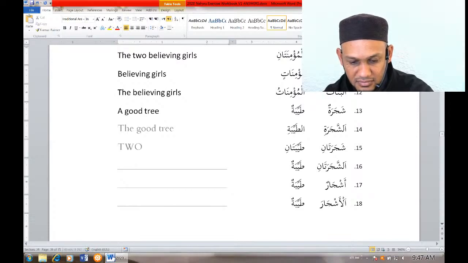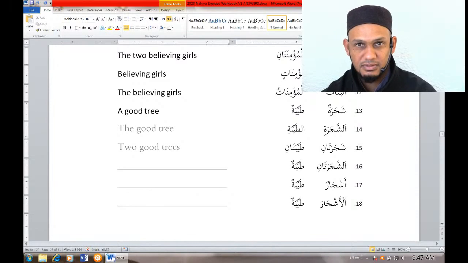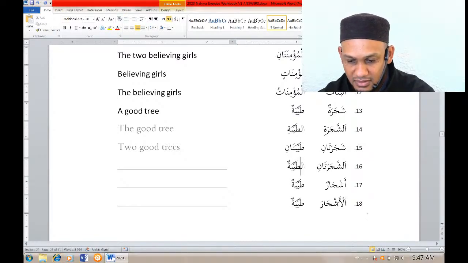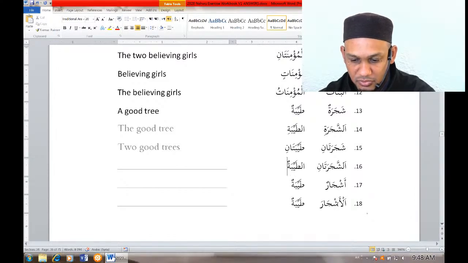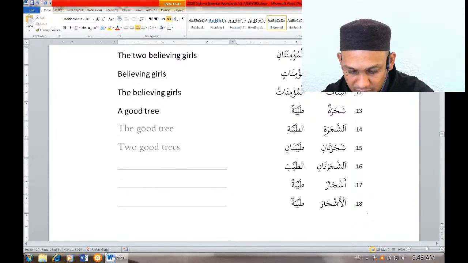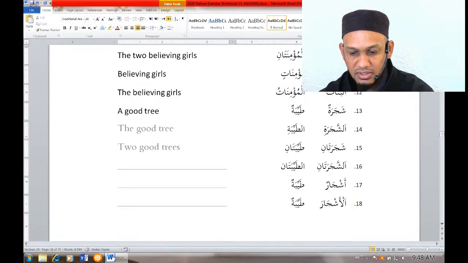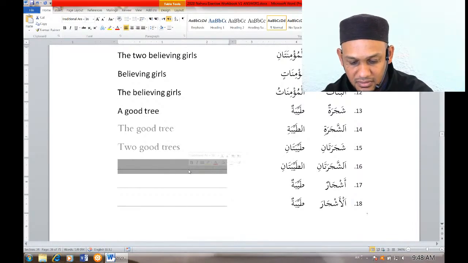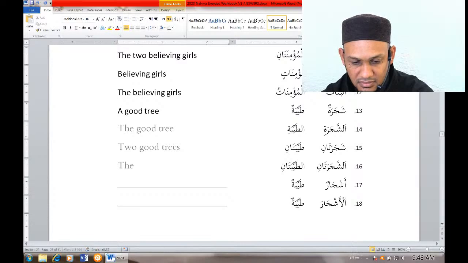It means two good trees. Okay, next one. Ash-shajaratani, which means the two trees, is going to become what? At-tayyibatani, again I take the ta marbuta away and make an open ta. Ash-shajaratani at-tayyibatani, which means the two good trees.